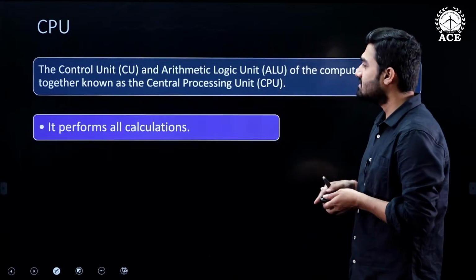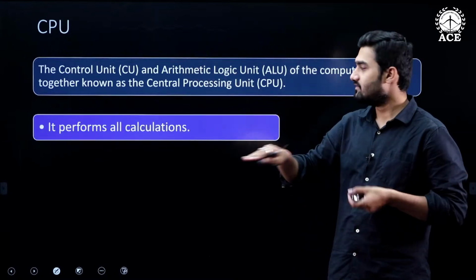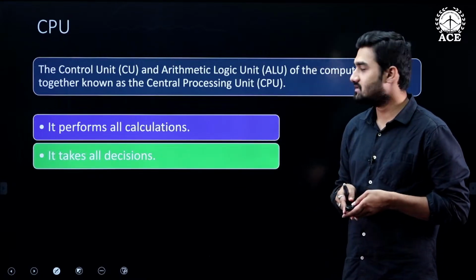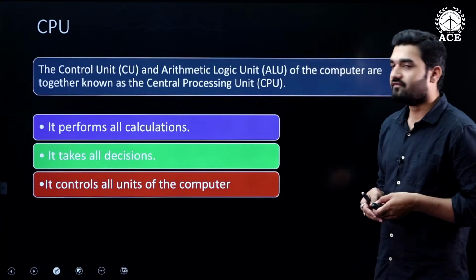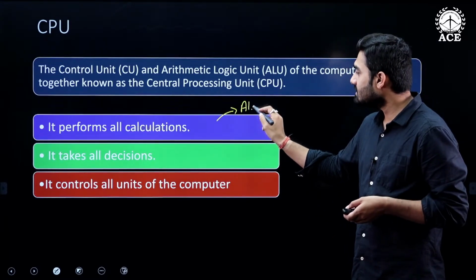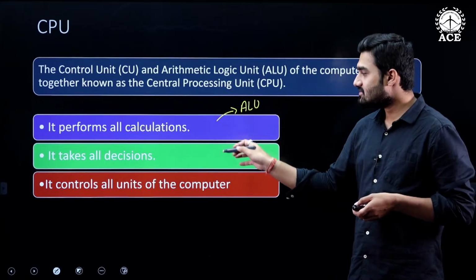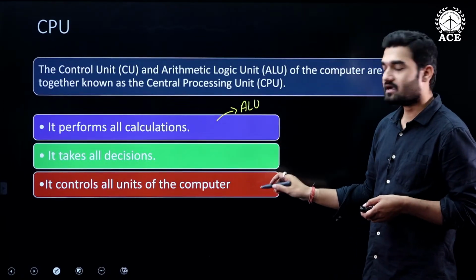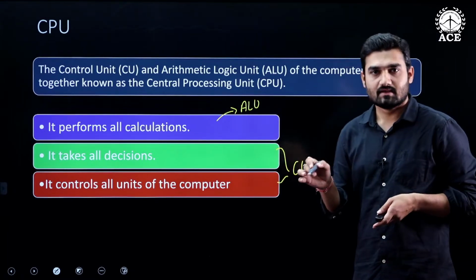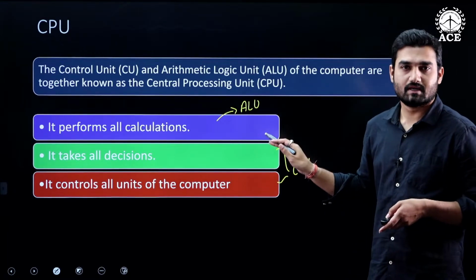Okay. That means what CPU is doing on a high level: it performs all calculation, it takes all the decisions, it controls all the units of a computer. The moment I say it performs all calculation, I am talking about ALU. The moment I say it takes all decisions, it controls all units of a computer, I am talking about CU. I think on a high level you are comfortable with this part.